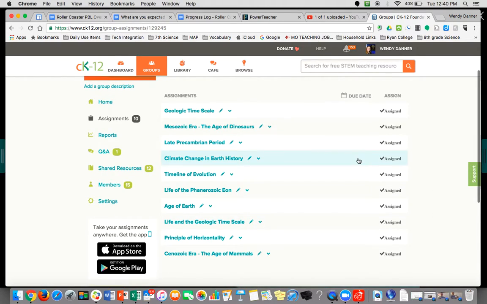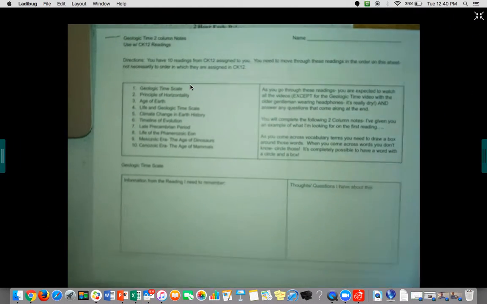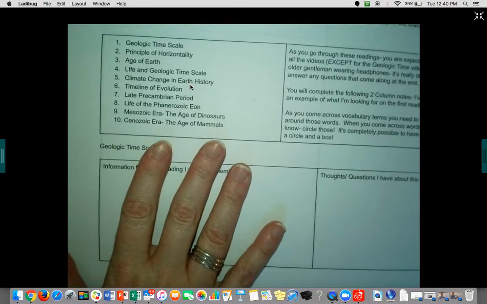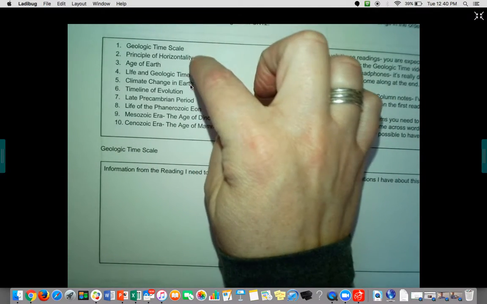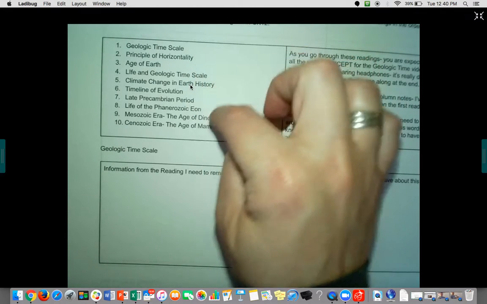As you can see, geologic timescale, Mesozoic era, the age of the dinosaurs, and so on. This is not the order in which I want you to go, because this order is not going to make any sense to us right now. If we go back and look at this, I want you to go in the order like this: geologic timescale, principle of horizontality, age of the earth, and so on.